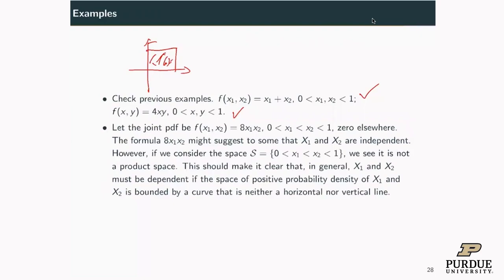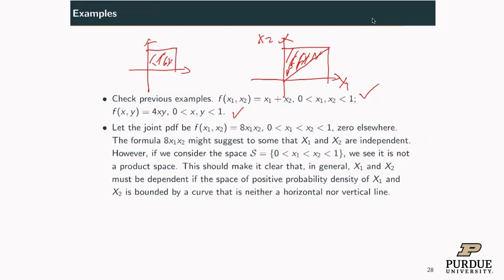Now we can check this example. The joint PDF is 8 x1 x2, with support 0 less than x1 less than x2 less than 1. The formula 8 x1 x2 might suggest to some that x1, x2 are independent because you can separate x1 and x2. Now look at the support: x1 less than x2. This is a triangle.